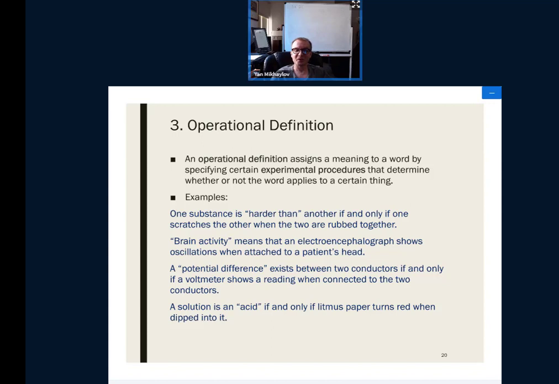A potential difference exists between two conductors if and only if a voltmeter shows a reading when connected to the two conductors. A solution is an acid if and only if litmus paper turns red when dipped into it. So every time you have some sort of procedure here.